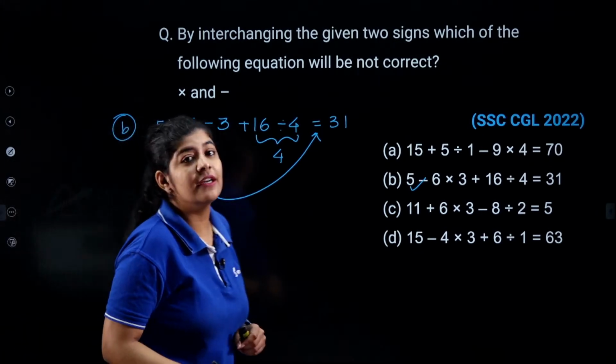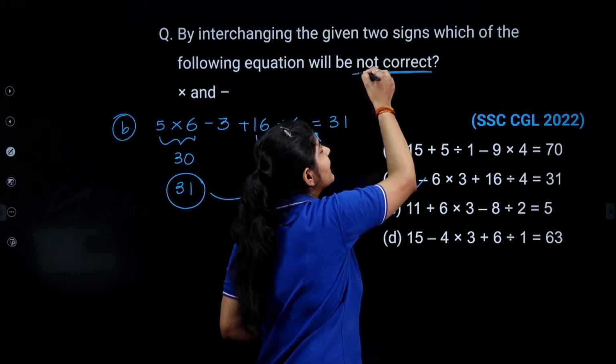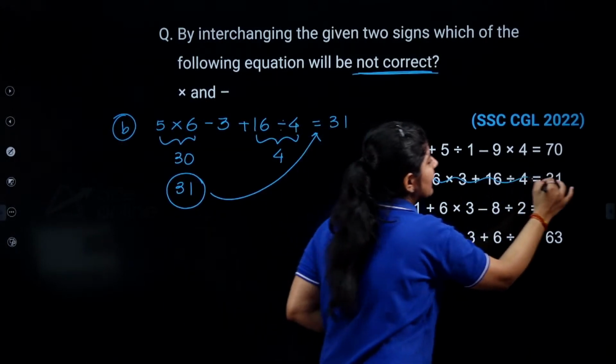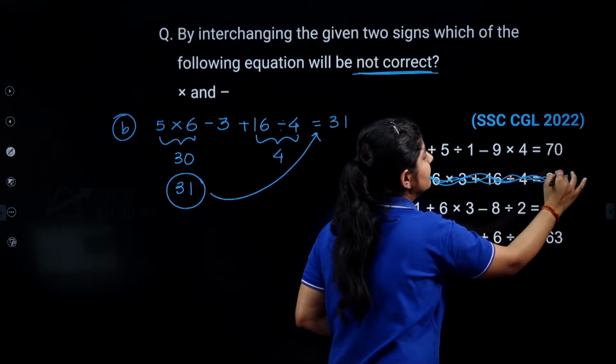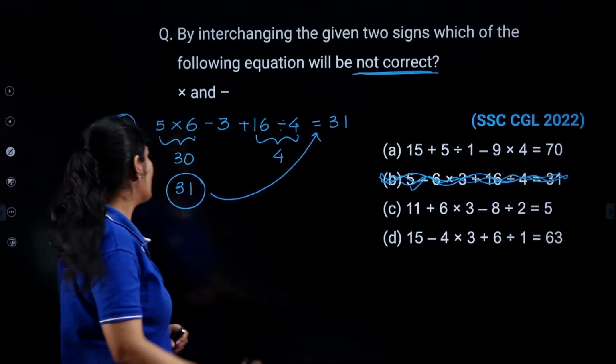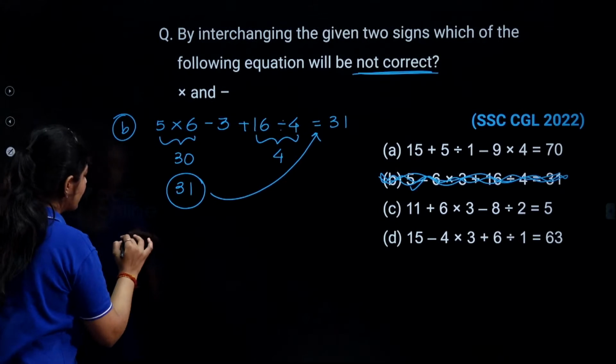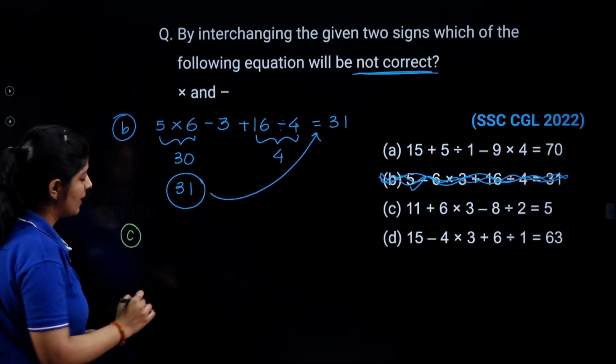But what we need to identify? We need to identify the not correct one. So we can just simply eliminate our option number B. Now let's move towards option number C.